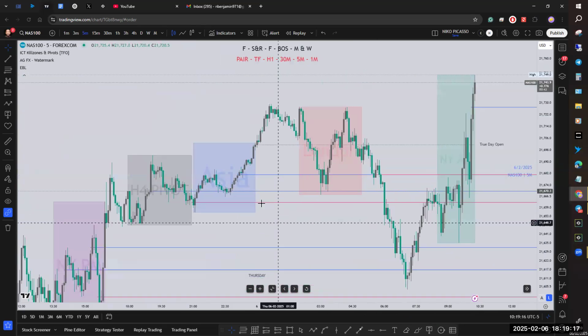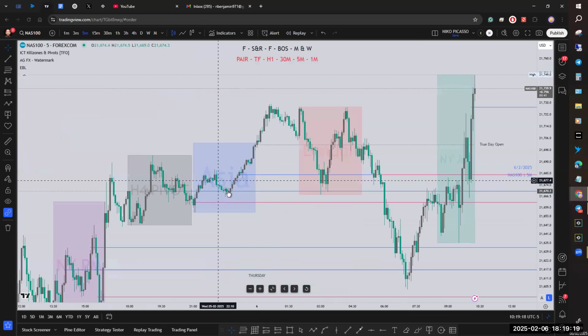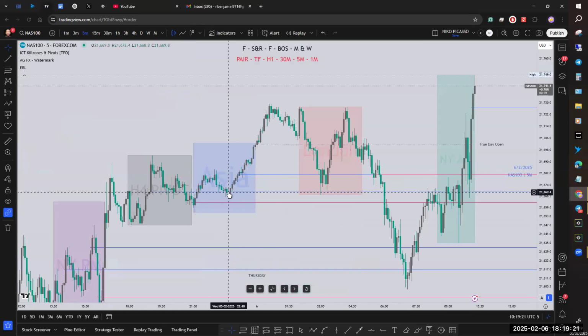Let's look at NASDAQ. NASDAQ on the Asian session, we can see the market come and retest this bullish break of structure based on the 30-minute time frame. Okay. Now, if you look, we have a higher low, right?